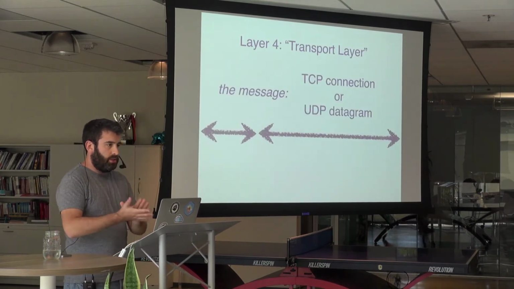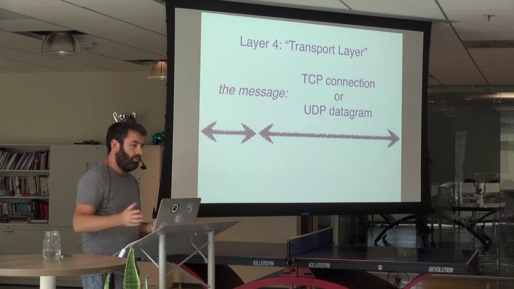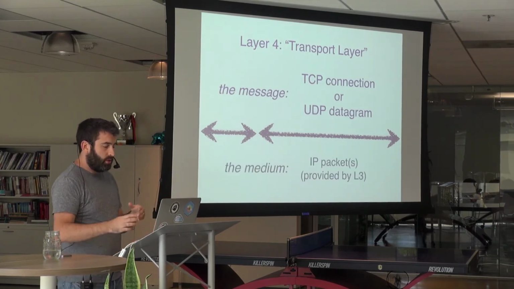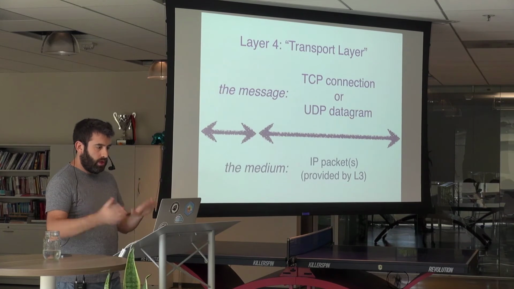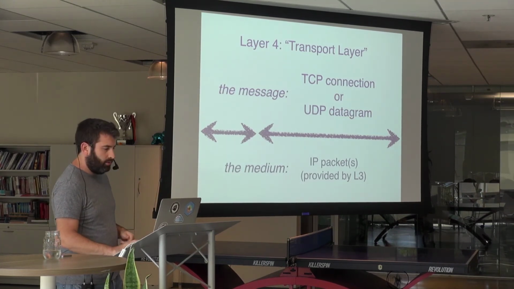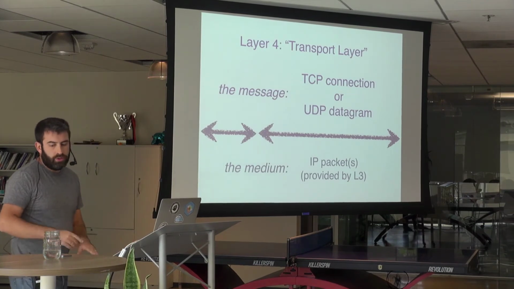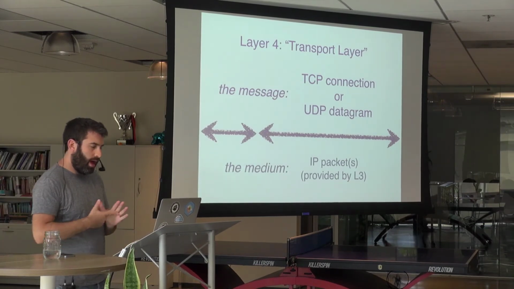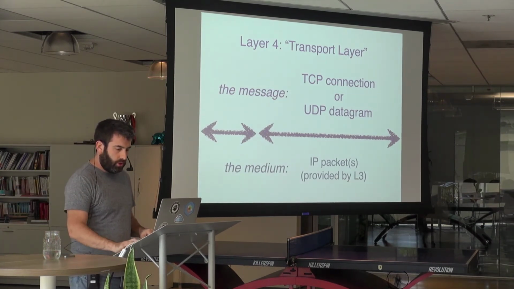The message is the TCP connection, or the UDP datagram, the UDP packet. And the medium is these IP packets that we got from layer 3. IP stands for Internet Protocol, by the way. So there are some interesting things we can do at layer 4. One of them is called a proxy.